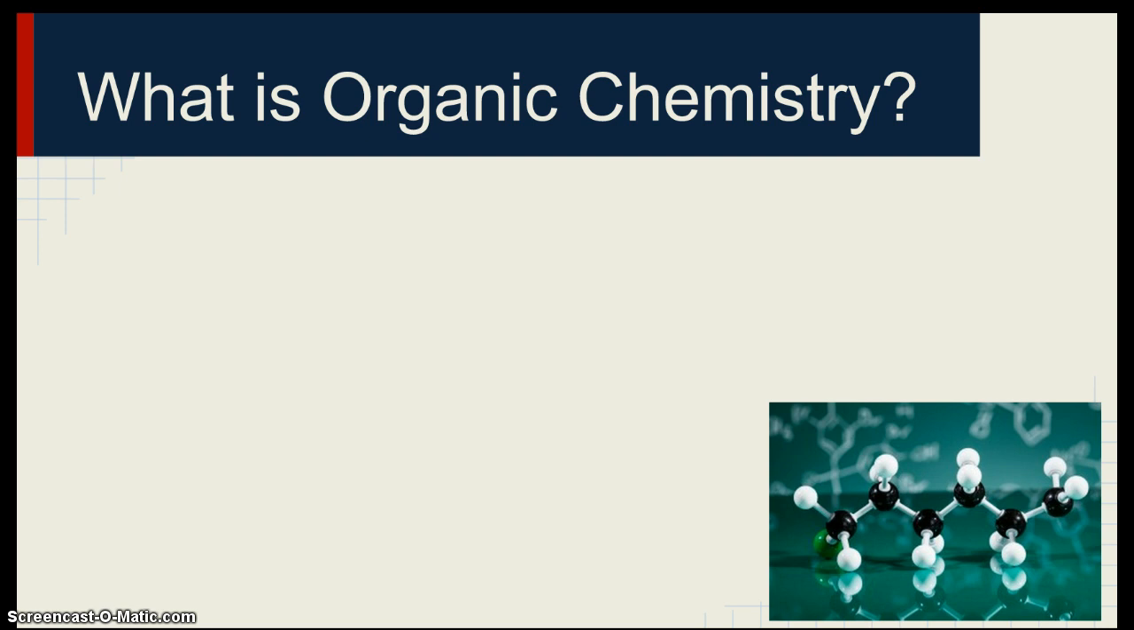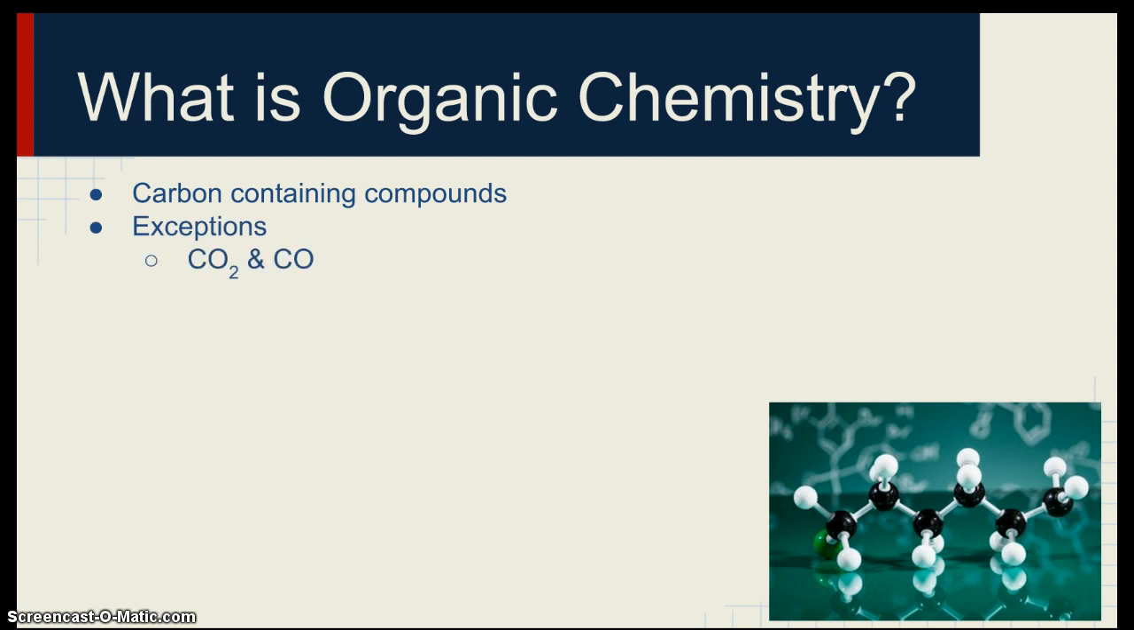So what is organic chemistry? Well, organic chemistry is the chemistry of compounds that have carbon in them. There are a few exceptions, most notably carbon dioxide and carbon monoxide. In fact, anything that's a carbonate or an oxide as a polyatomic ion will not technically be organic chemistry.